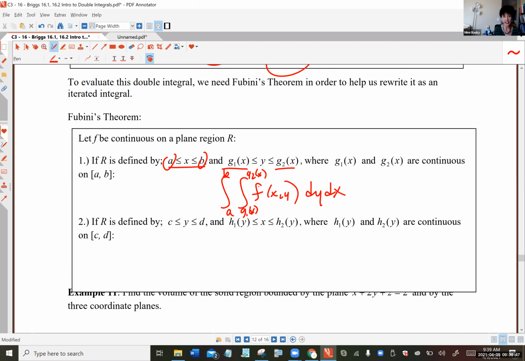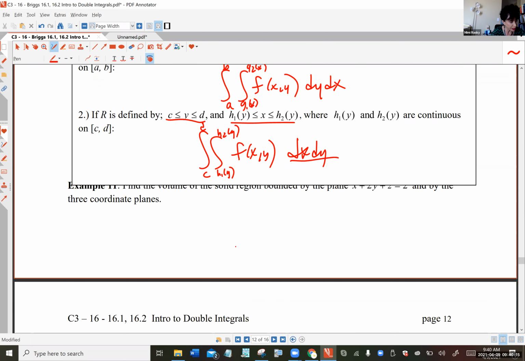On the other hand, if they define your R where y is going from a pure number to a pure number and x is variable, then you'll want to iterate your double integral. Iterate means put the limits on, where the order of integration is dx dy. Your capping surface is still going to be the integrand, but your order of integration will be dx dy, and then your x limits go here. Okay, and there you go. That's Fubini. Now let's do a whole bunch of examples.